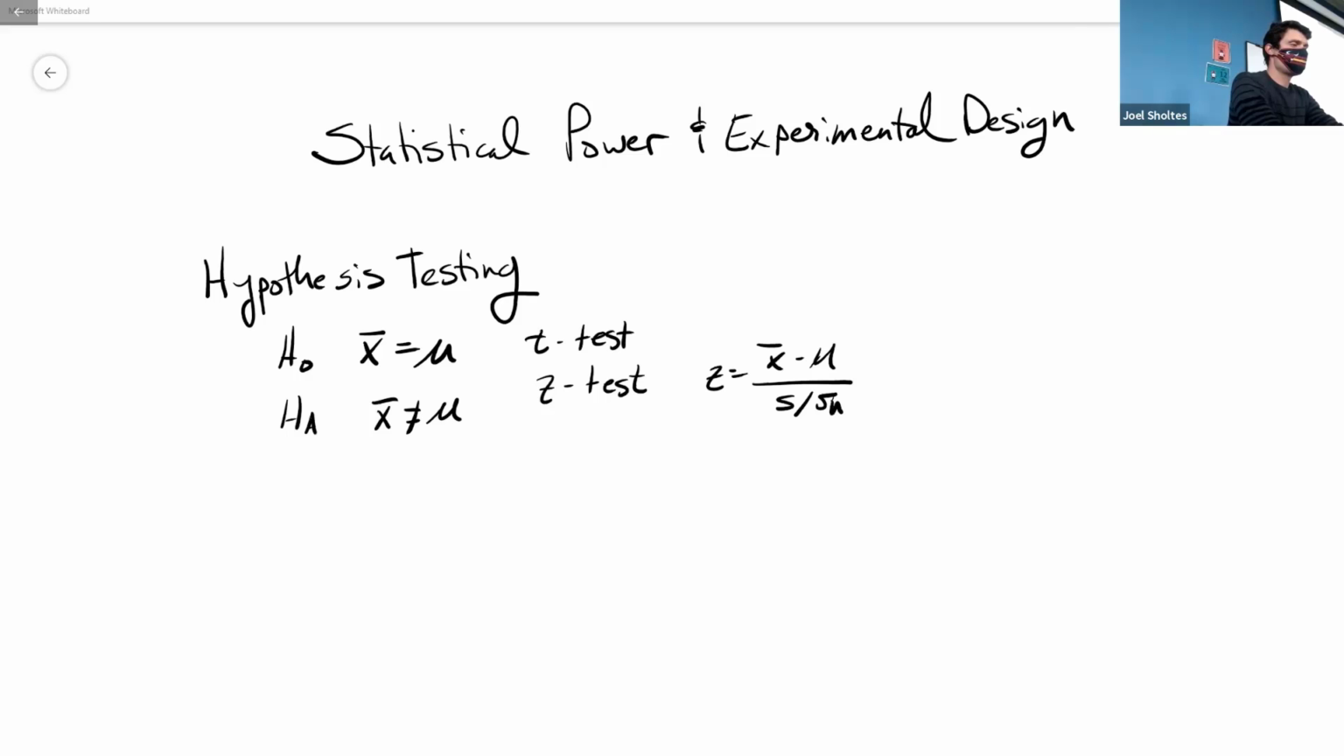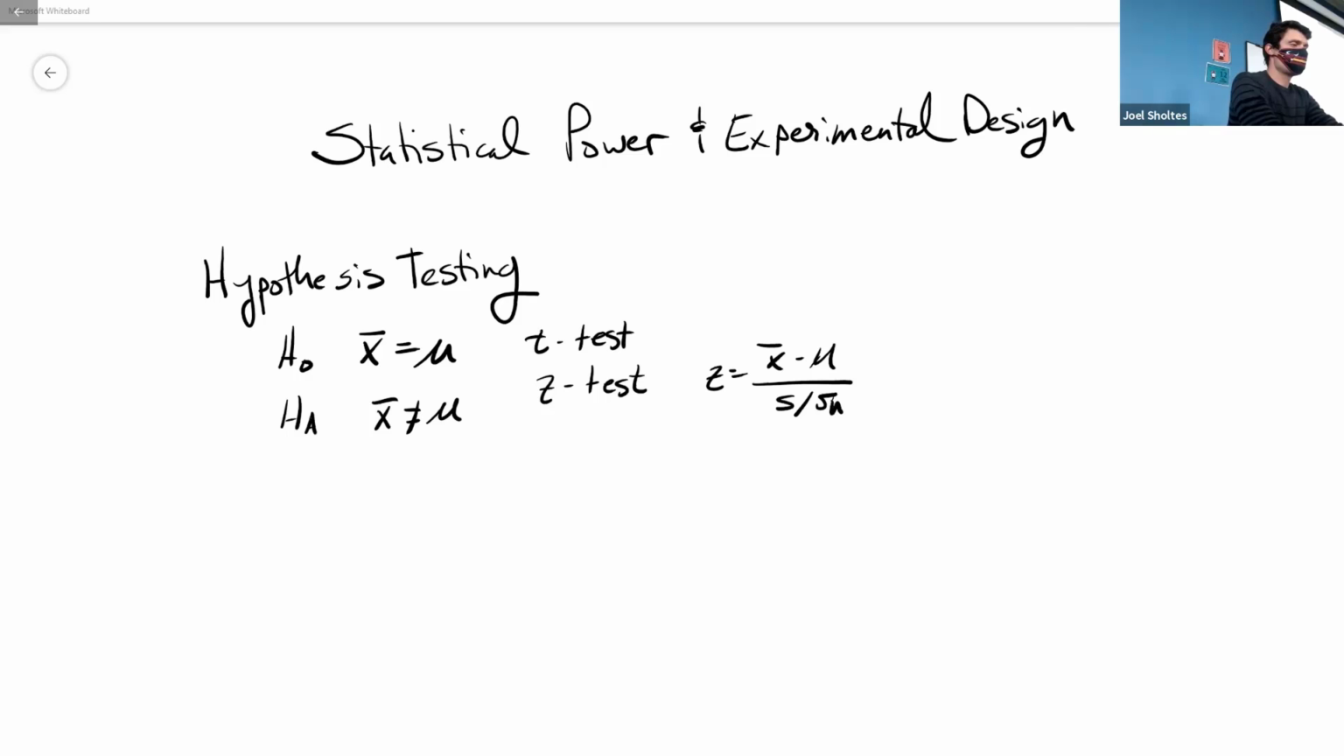So we'll just say x bar equal to mu. This is our null hypothesis, and then our alternative hypothesis is that they're not equal, right? And we can do a t-test or a z-test to determine that. And when we do a t-test, for example, we'll just say z-test. Z is equal to x bar minus mu all over s square root of n.